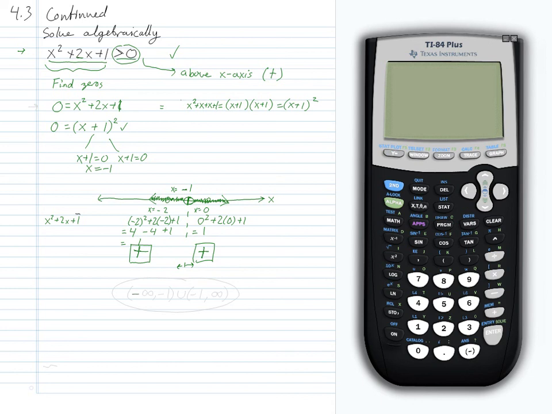So I would say our solution intervals are -∞ to -1, excluding -1, and -1 to positive infinity. And if you refer back, that is exactly the conclusion that we came to graphically.